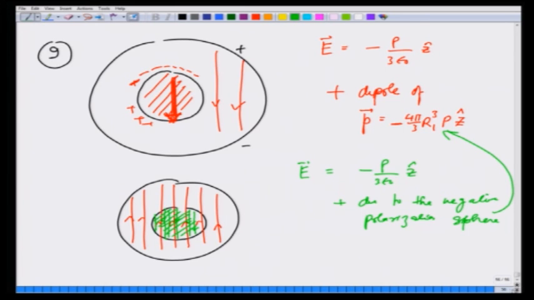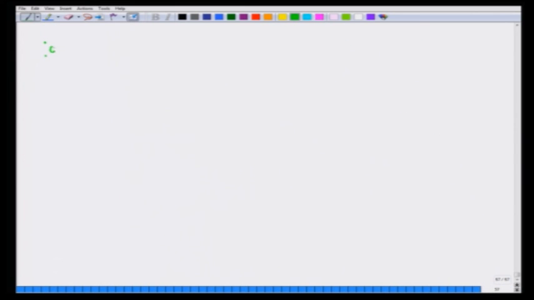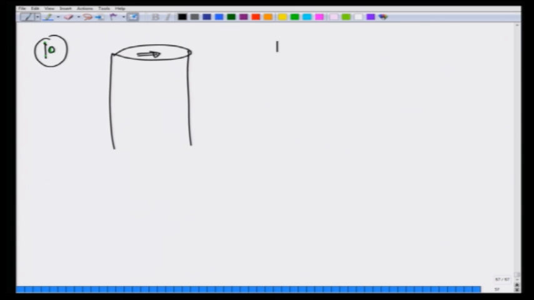Finally, we solve question number 10, which is the electric field inside an insulating cylinder which has a polarization in the x direction, P equal to P x. Now, this is very simple, because P x means there is a surface charge, there is no bulk charge, but the surface charge sigma is P dot n, which is P cosine of phi.